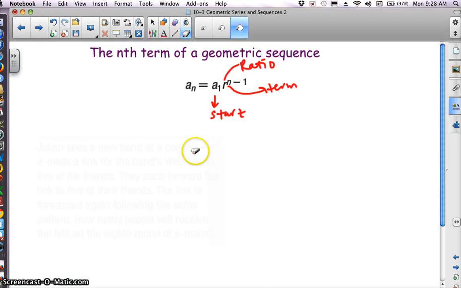First of all, you're going to need to write down this formula for geometric sequence. a sub n equals a1 times r to the n minus 1 power. So remember, a1 is your first term, and then r is the ratio, so what you're multiplying by throughout the sequence, and then n is what term that you're on.